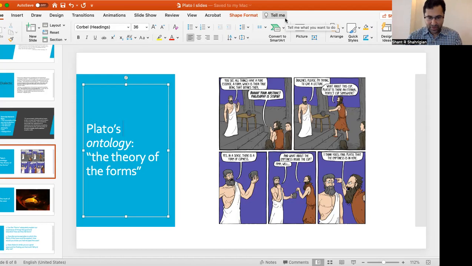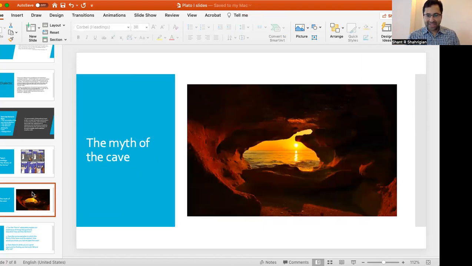And then the task of philosophy is somehow to try to uncover what that essence might be. Is it even reachable? If you posit that there's a beautiful itself, how would you access it? I think that's a good transition to the myth of the cave.